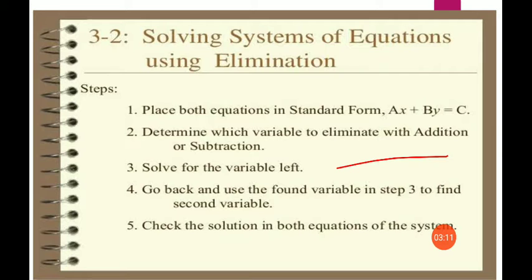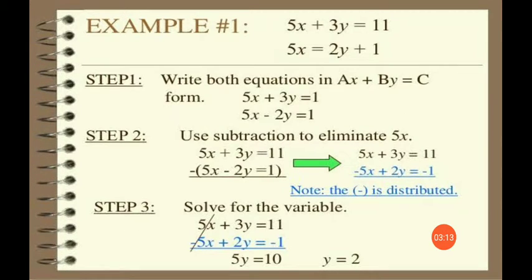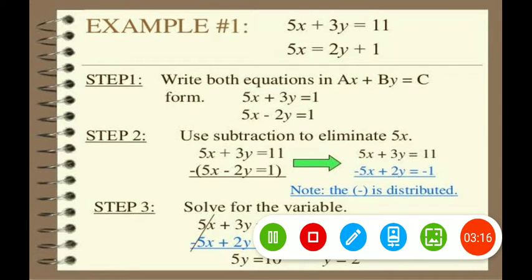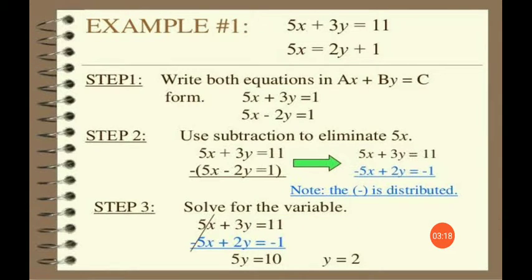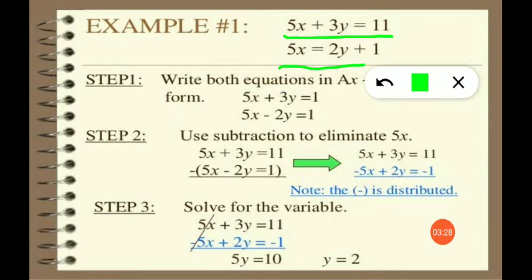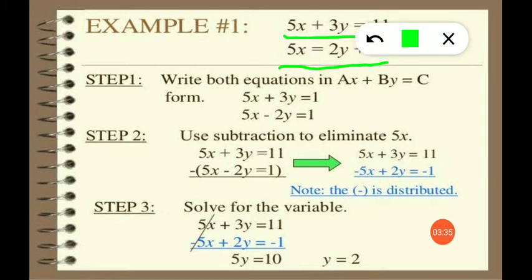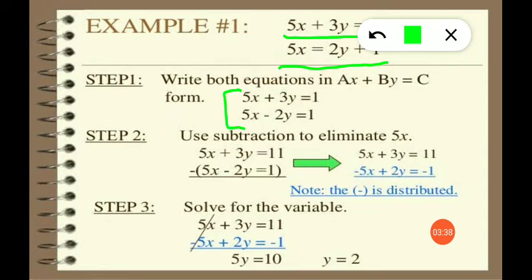Now let's solve one example. In this example, the first equation is 5x plus 3y is equal to 11, and the second equation is 5x is equal to 2y plus 1. So first step, write the equations in standard form. So we get 5x plus 3y is equal to 11 and 5x minus 2y is equal to 1.